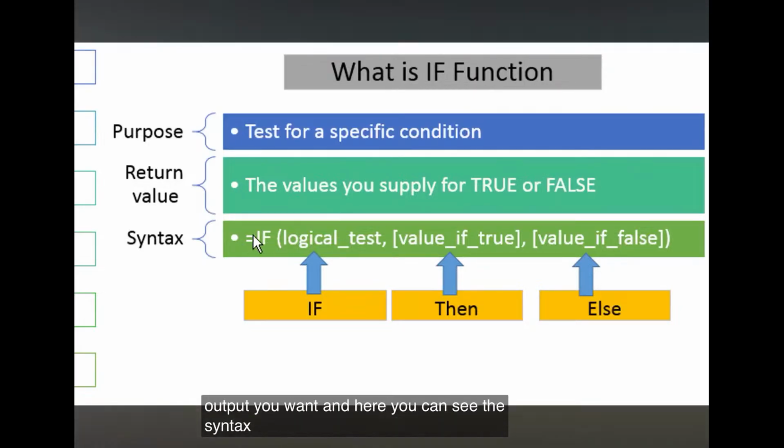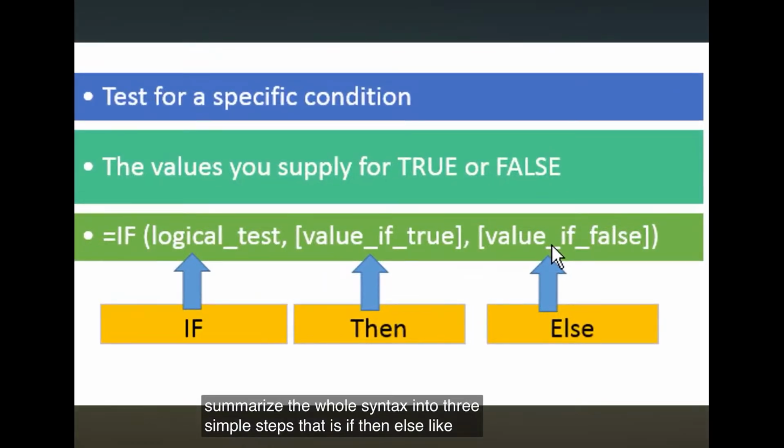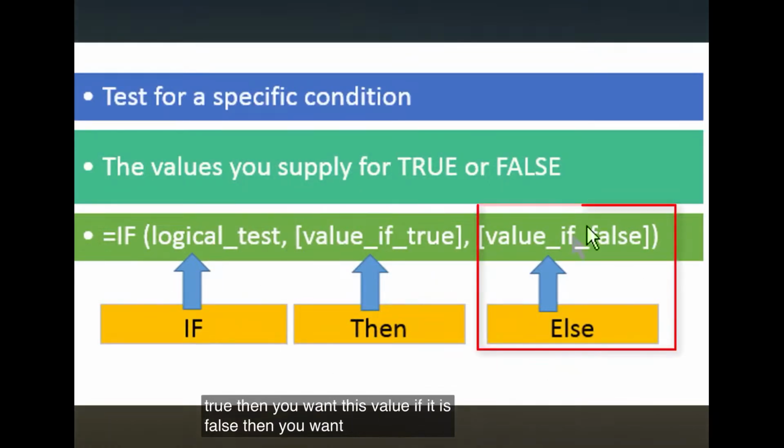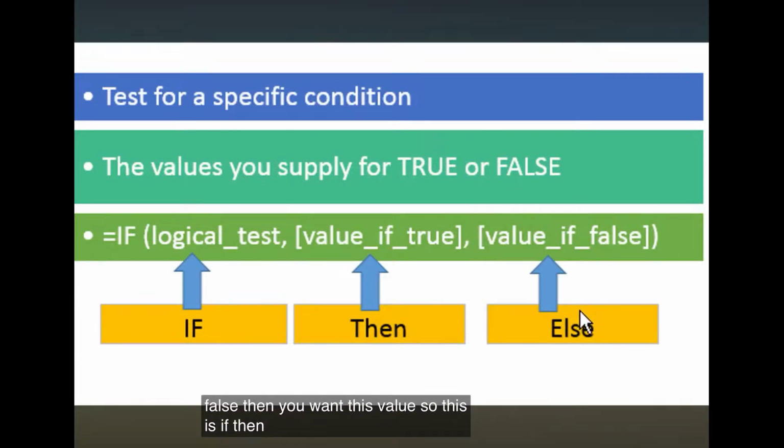And here you can see the syntax of the Excel if function: if logical test, then comma, then value if true, then value if false. And you can summarize the whole syntax into 3 simple steps, that is if, then, else. Like this logical test is your if condition, then this is your then condition, that if this condition is true, then you want this value. If it is false, then you want this value. So this is if, then, else.